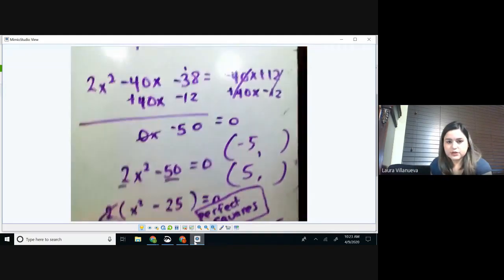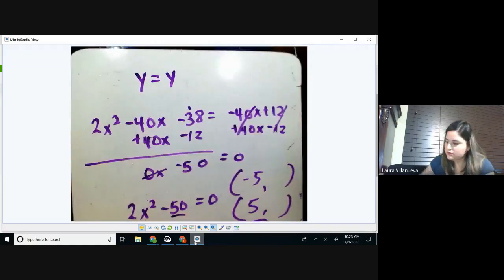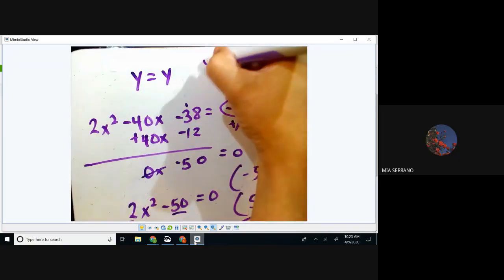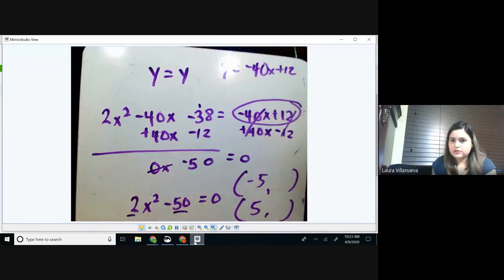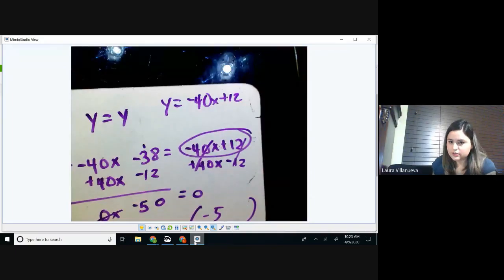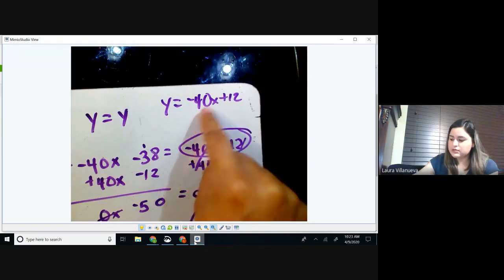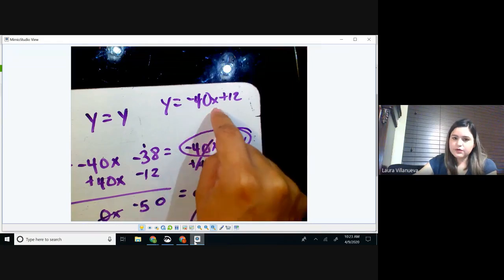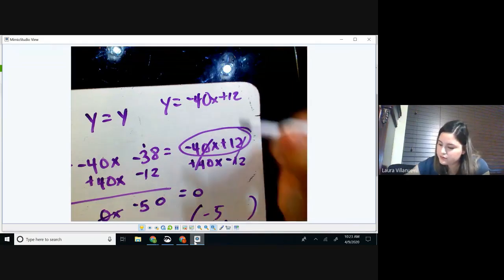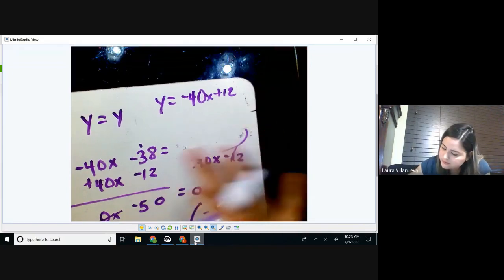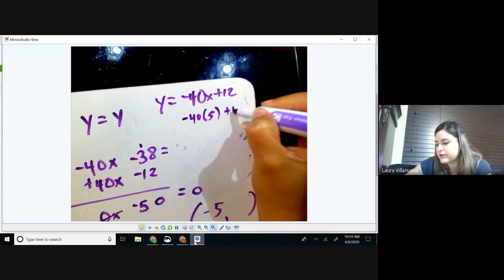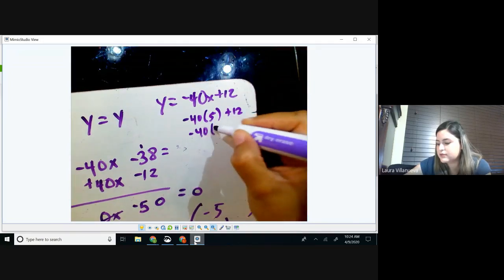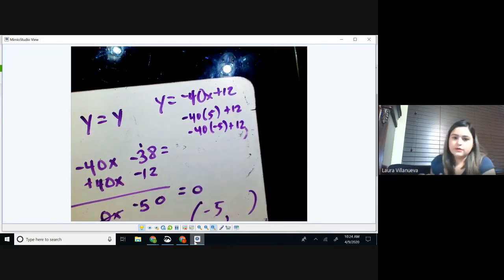So what you're going to do is go back to the original. This is the original. Don't use a quadratic one. Use the linear one. Easier to use linear. So you're going to do negative 40 times 5 plus 12 and negative 40 times negative 5 plus 12. So I'm going to erase this. You can do that in the calculator.